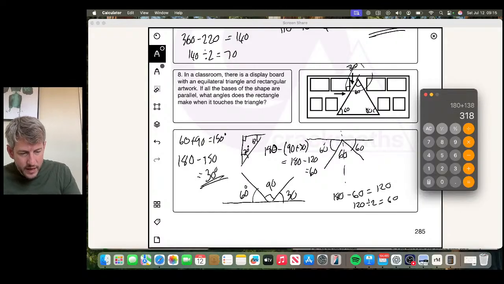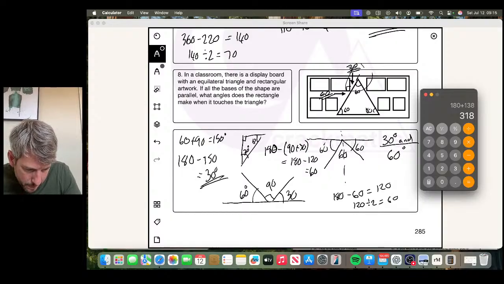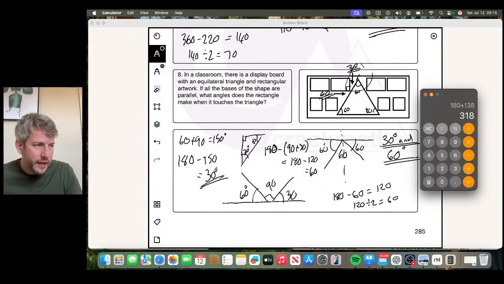So let's make that, so that one there is 30 and this one is 60. Okay, so the answer here is 30 degrees and 60 degrees. Okay, so let's make that nice and clear, and then let's do the last two.